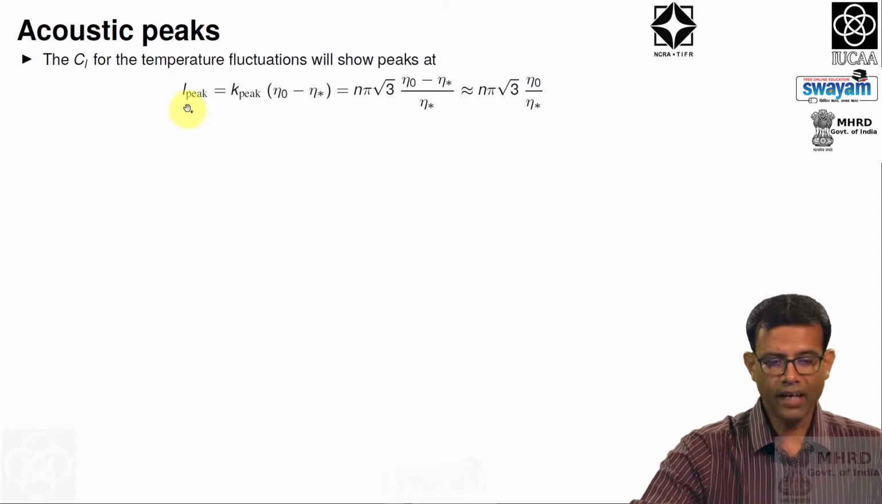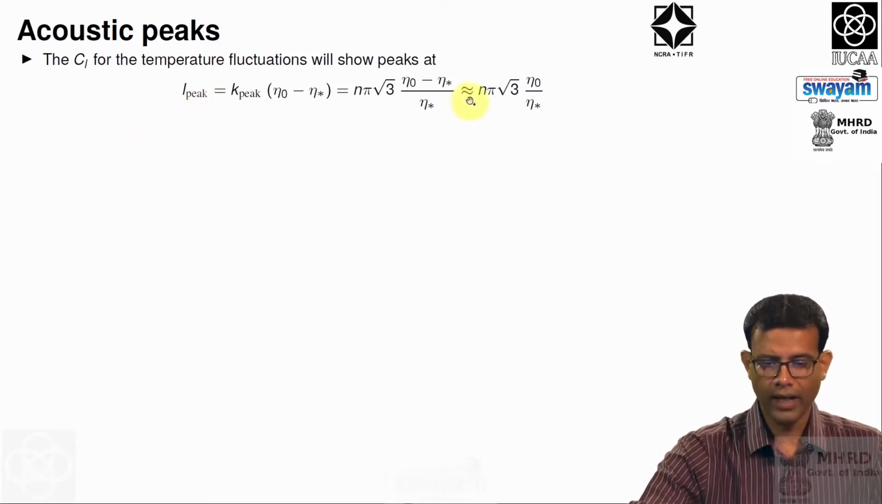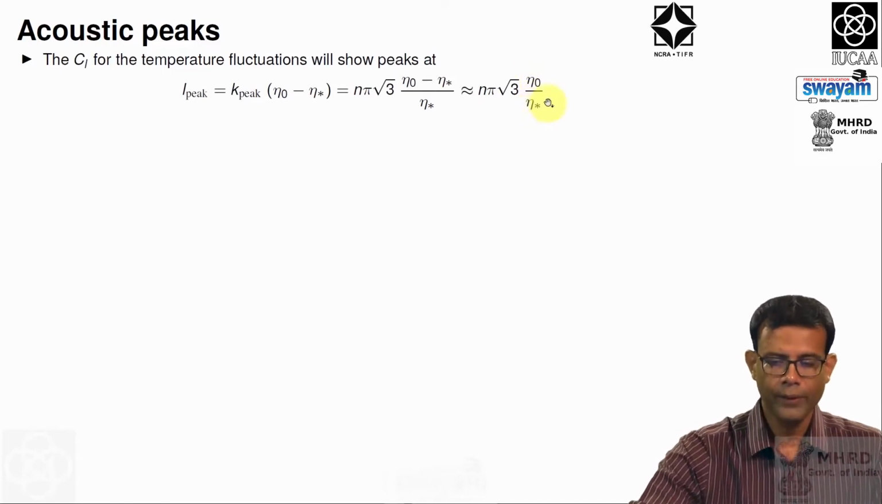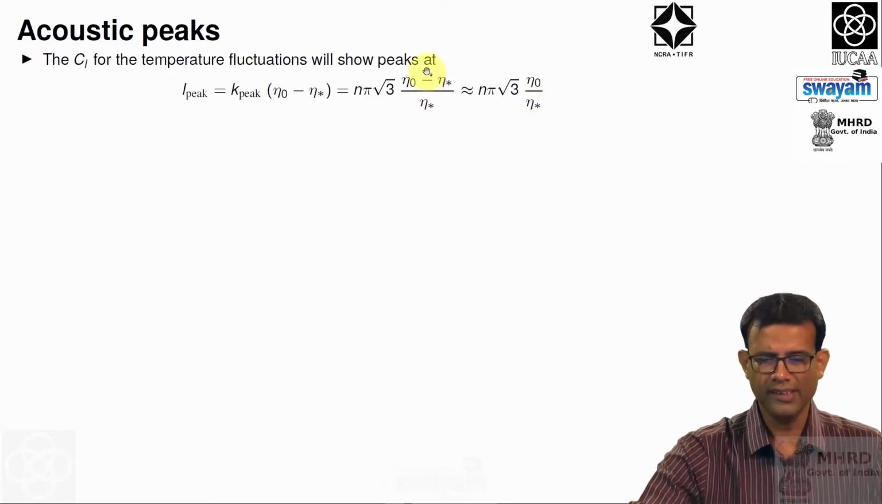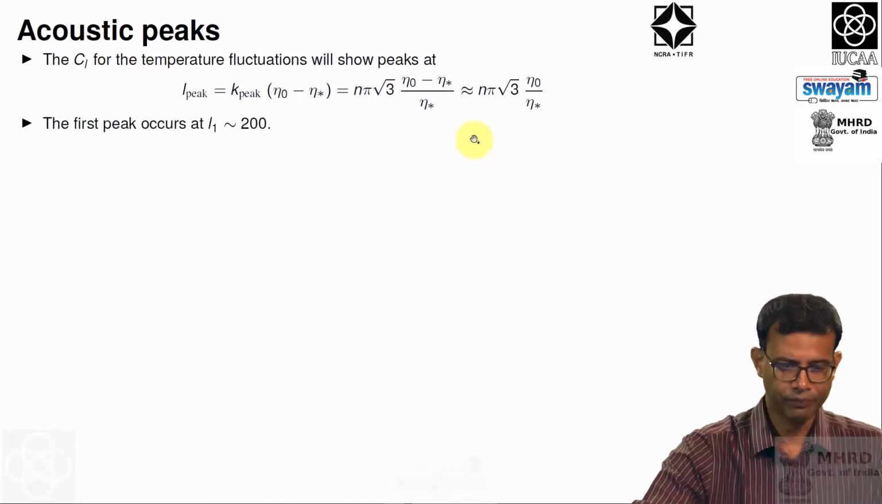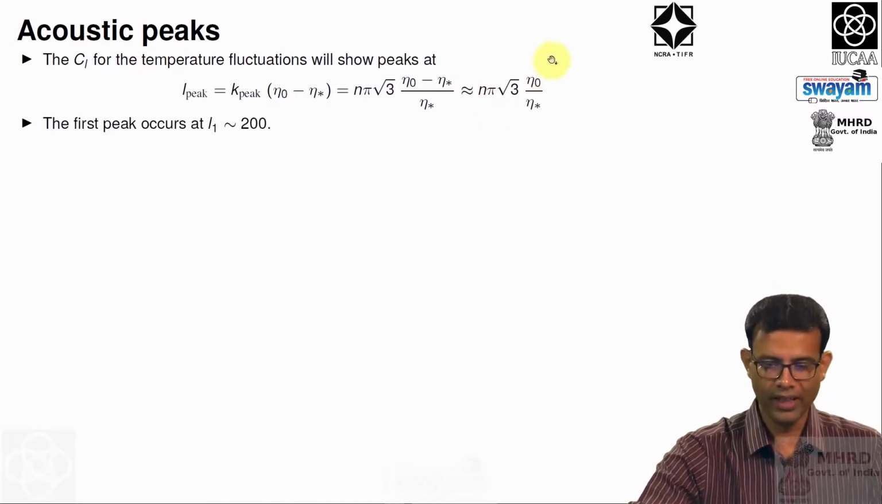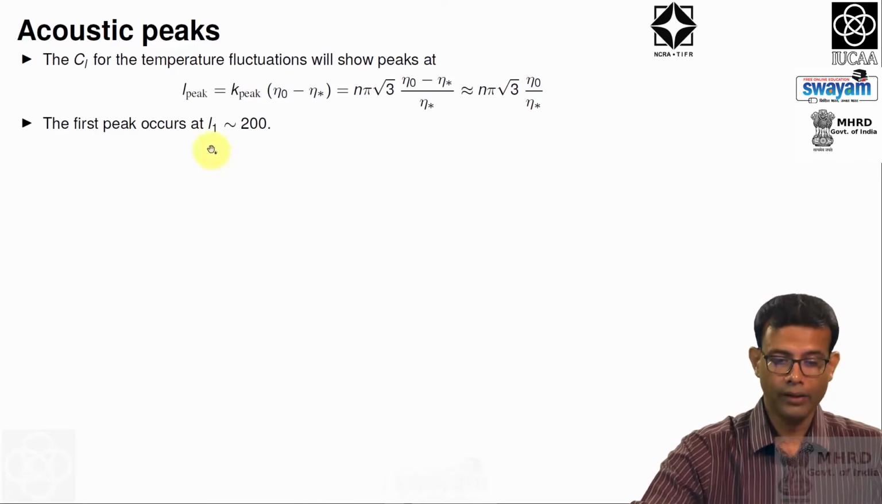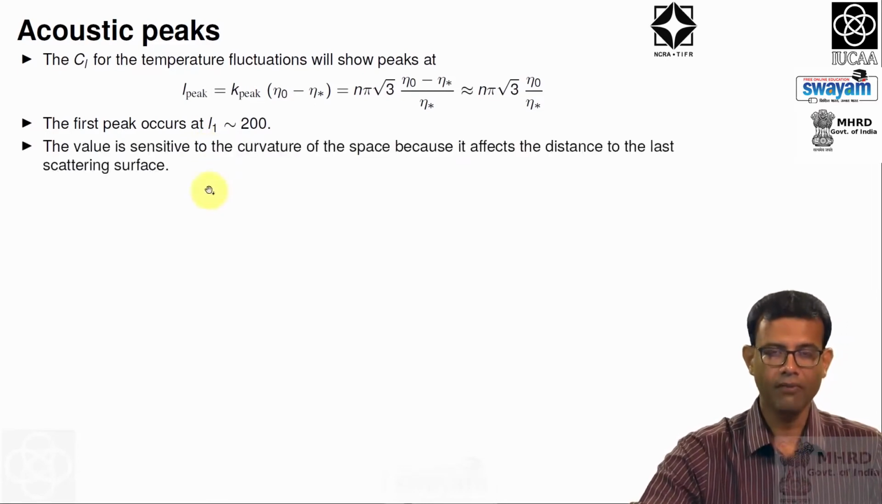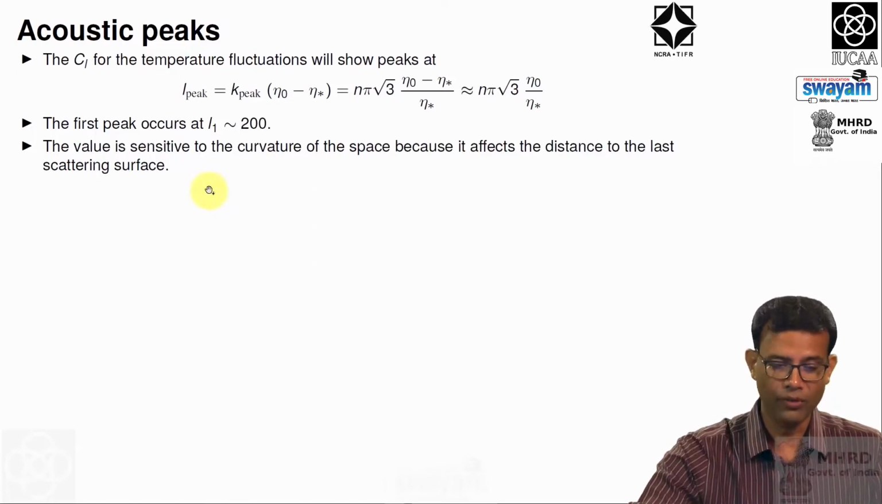So, the CL for temperature fluctuations will show a peak at this, which can be approximated as a ratio of eta naught, today's conformal time, divided by the conformal time at the last scattering surface. This is because the conformal time today is much larger than the conformal time at the last scattering surface. Now, everything here is known. So, one can calculate the value of L where the first peak occurs, and you can show that the value would turn out to be of the order of 200. I will leave you to work out what the corresponding angular scale is.